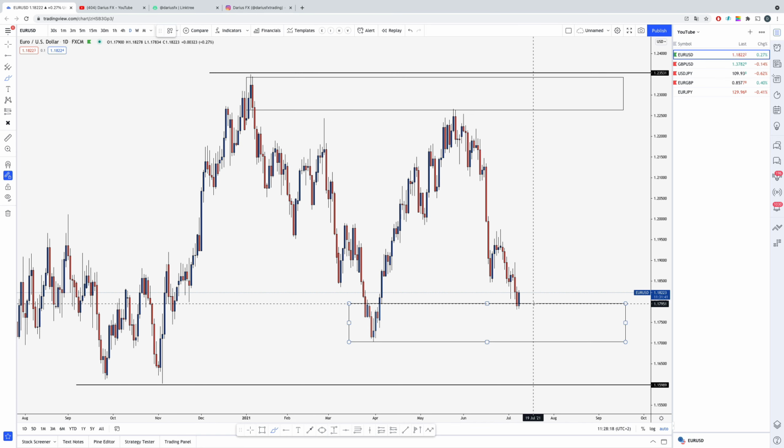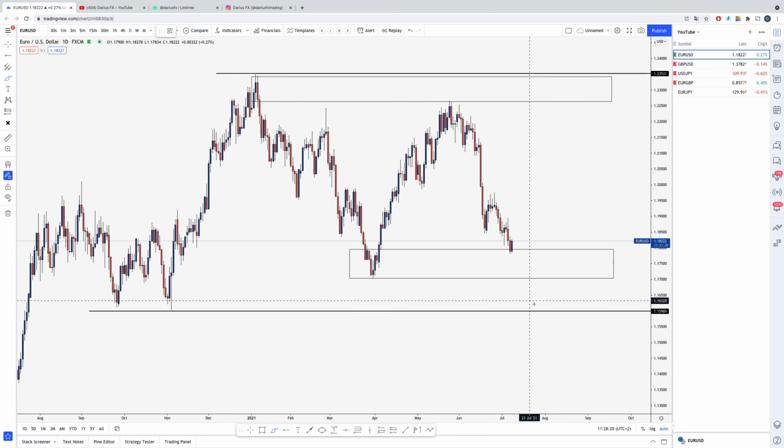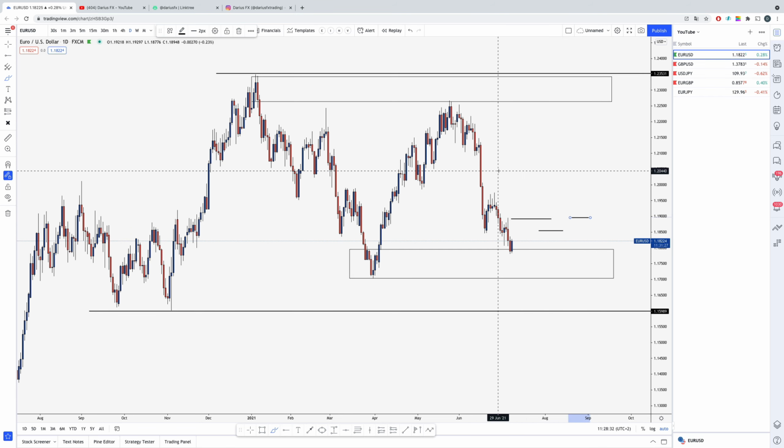Unless the market gives me that kind of confirmation, I cannot expect this move up. I can only expect the market to give me small movements like this, so till this area or till this area, something like this. So maximum till this area is what I can expect currently from the EURUSD.